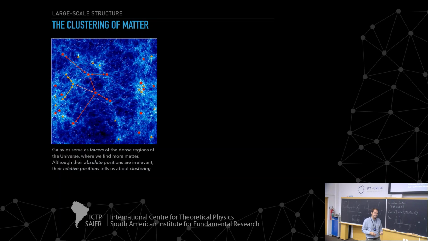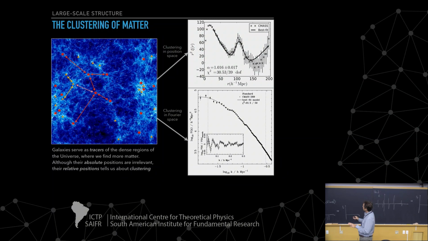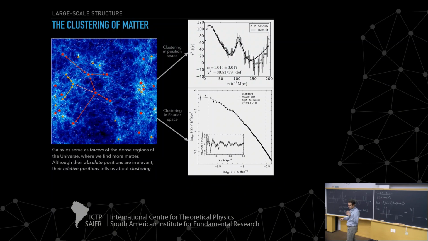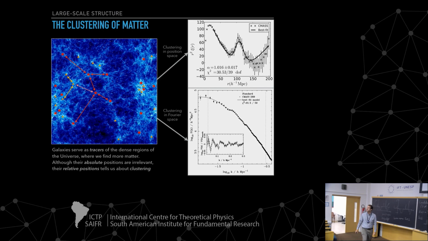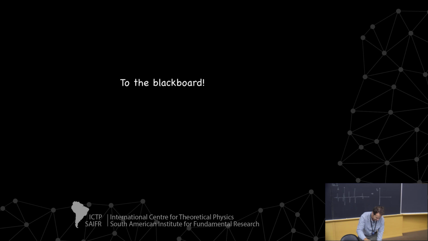So we can do this in real space and in Fourier space, like I said before. I'm not going to tell you a lot about this initial shape. I will come back to this later in this class, especially to describe how you get this feature, the so-called baryon acoustic oscillation feature. But for now, what I'm going to describe to you is how this field evolves initially with time in the linear regime. Okay, so to the blackboard now. I'm going to get rid of this for a second here. Okay, and I'm going to come back here.